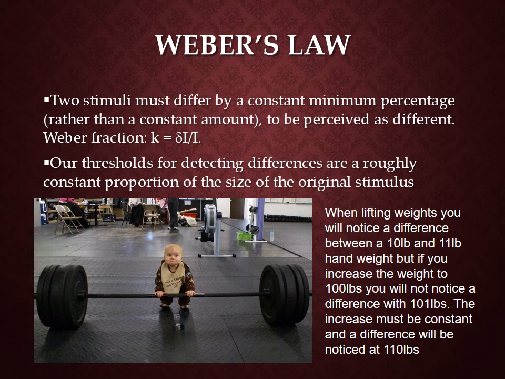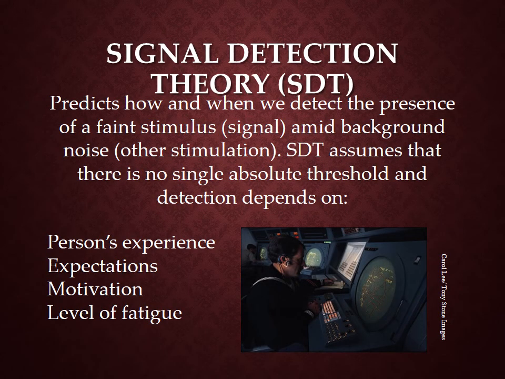So the stimuli must differ by a constant minimum percentage. While Weber's theory talks about just noticeable difference, signal detection theory is addressing the absolute threshold. Now, signal detection theory doesn't support absolute threshold, it in fact refutes it. Signal detection theory says it depends on really 4 different things: a person's experience, their expectations, motivation, and level of fatigue.